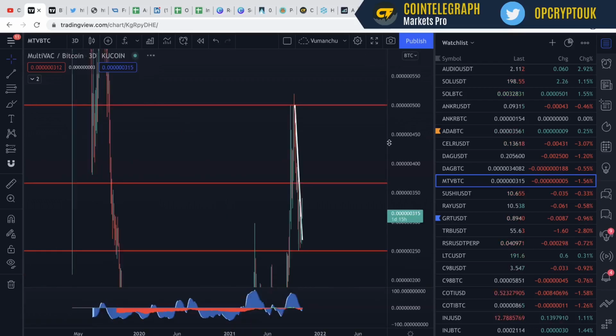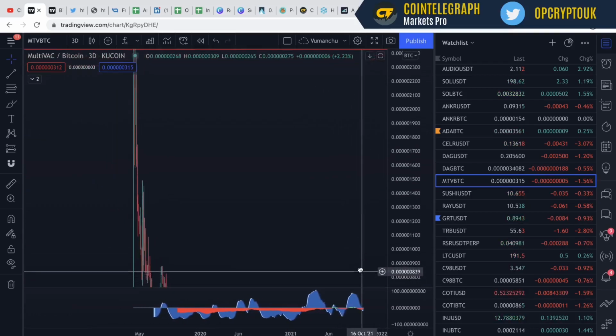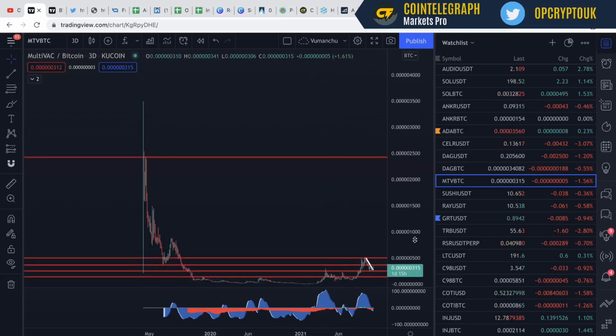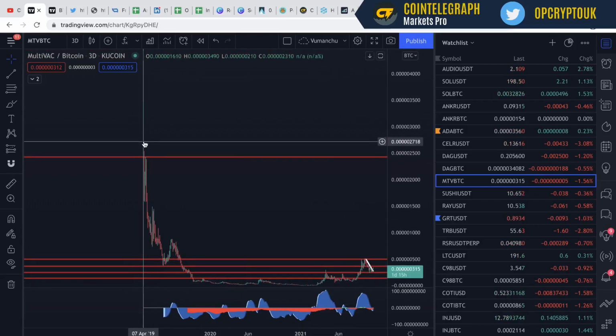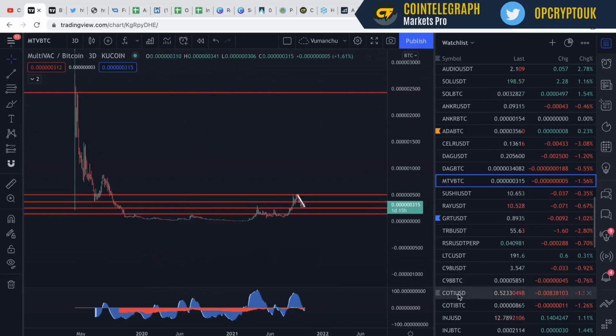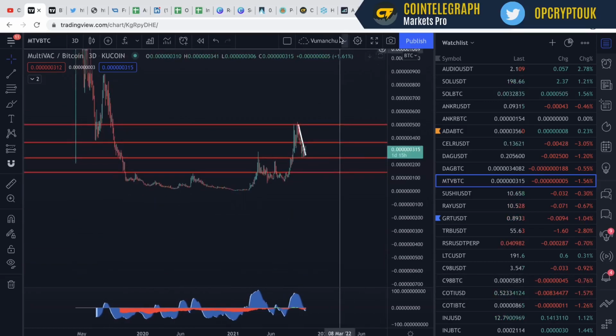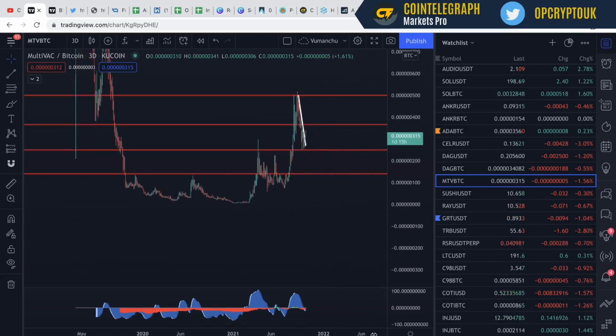But looking on the 3-day, I think we've been higher on that. Yeah, we've been a lot higher on that. A lot of the Satoshi pairs have been so much higher. Look at that, back in April 19, it was crazy high. We've got a lot of red levels in here, so I think personally the BTC pairs are going to suffer.